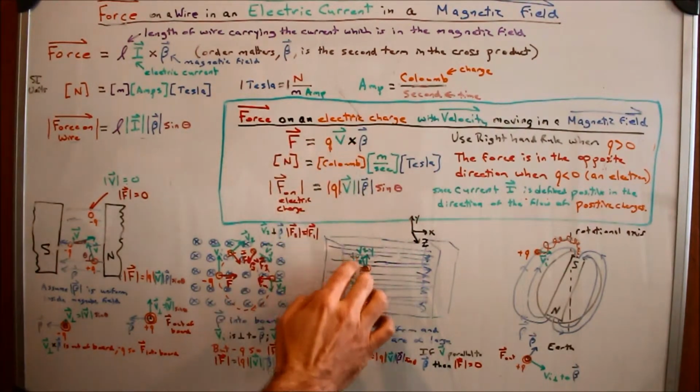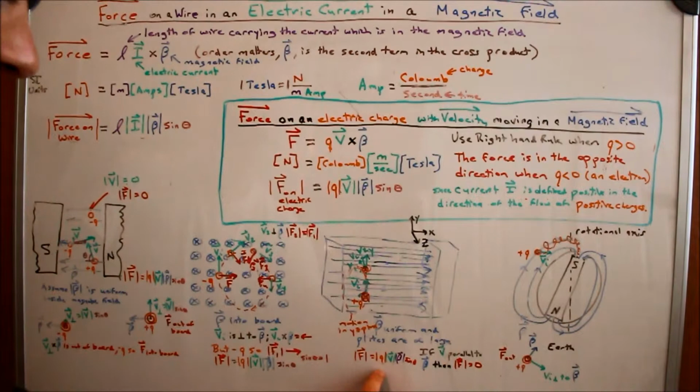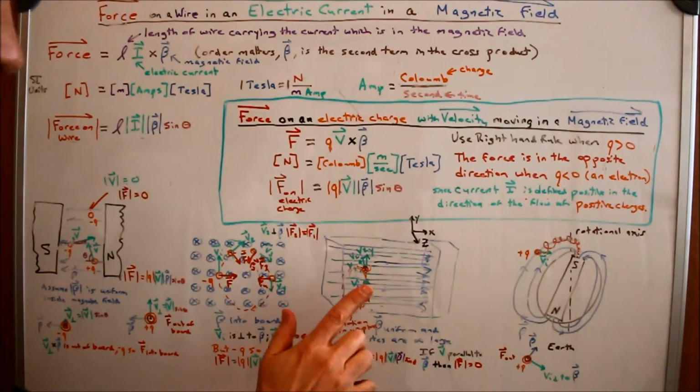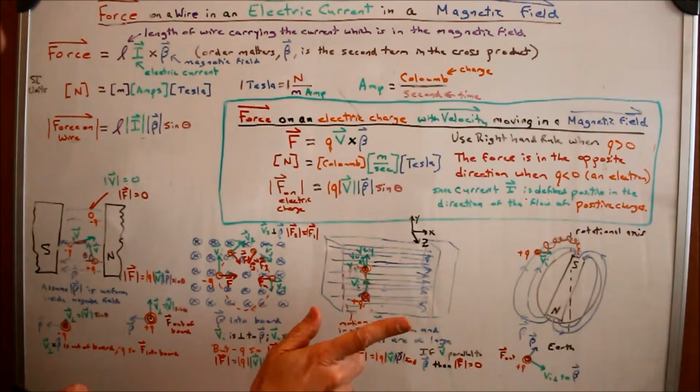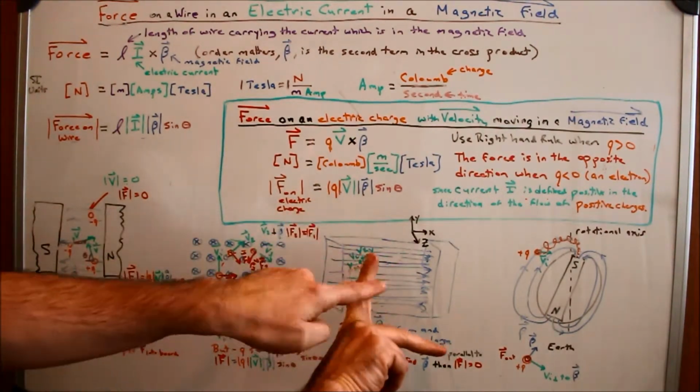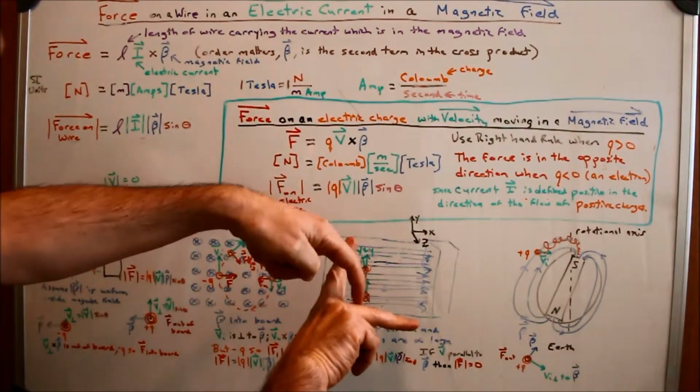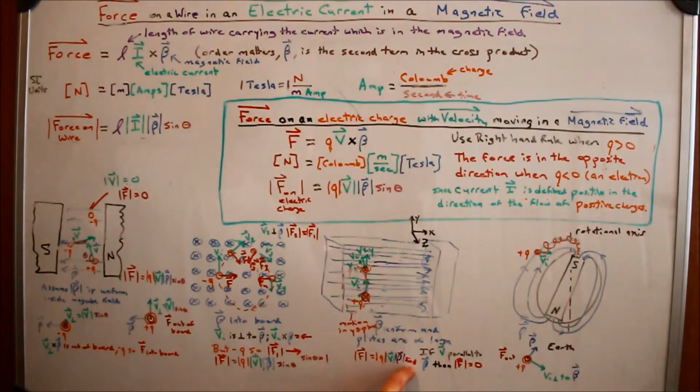So what's the magnitude of the force? Well, as always, it's going to be the magnitude of the electric charge, times the magnitude of the velocity, times the magnitude of the magnetic field at that point, times the sine of theta. The magnetic field is in this direction, the initial velocity is in that direction. The angle between them is 90 degrees, so sine of theta is going to be 1.